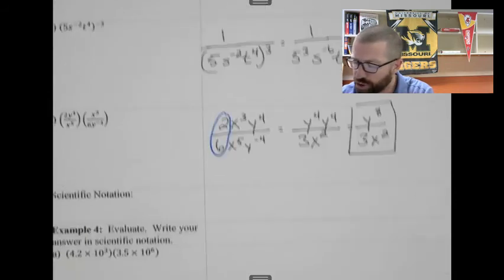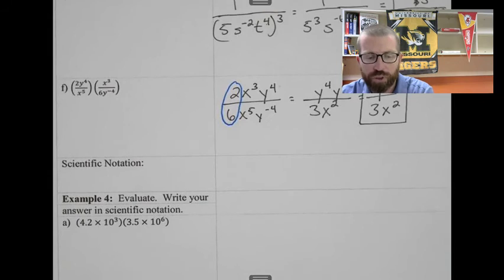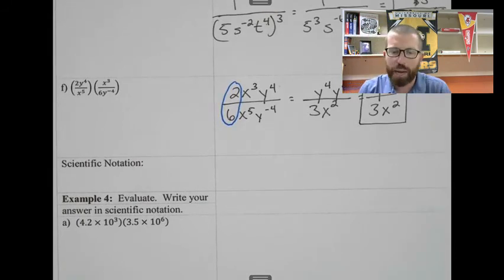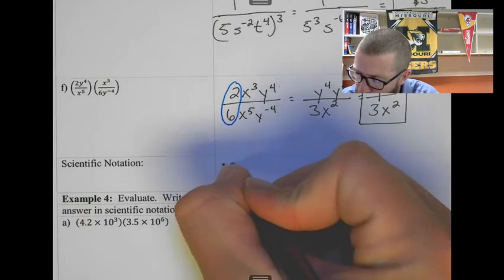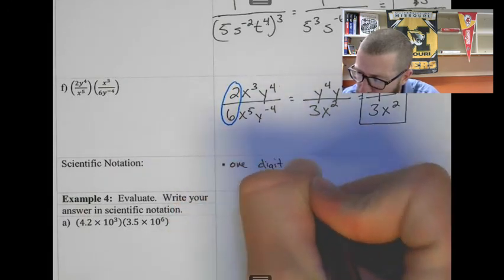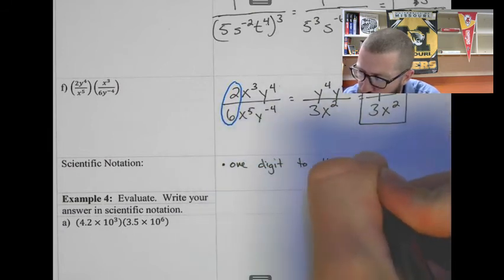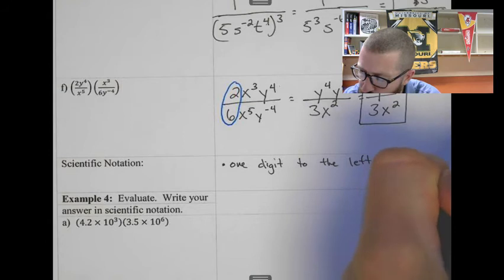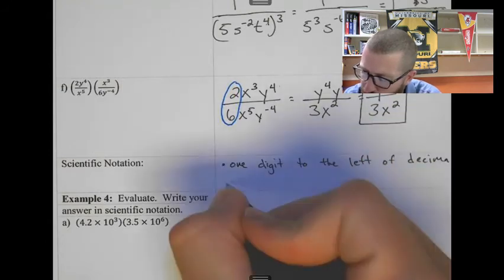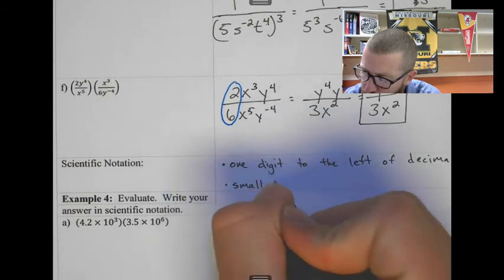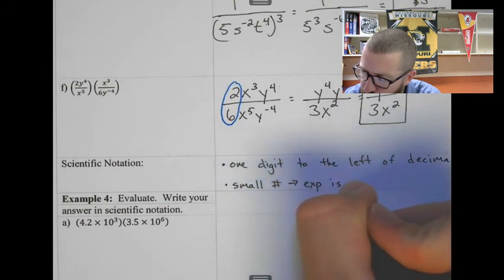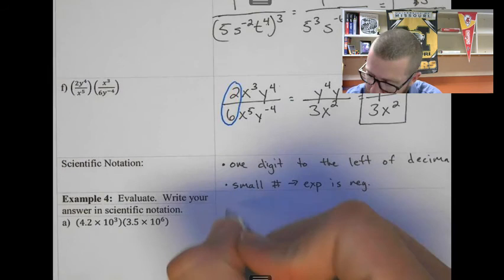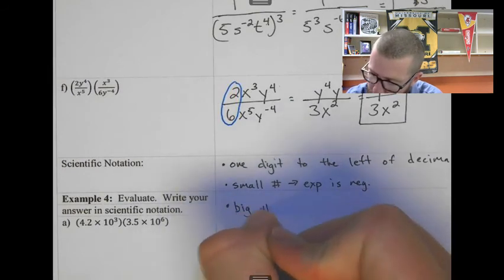Okay, with scientific notation. One thing with scientific notation is try to break the habit, if you have this habit, of thinking like move the decimal left or right. So instead, kind of the rules, there's 1 digit to the left of the decimal. And then if it's a really small number, then your exponent is going to be negative. And if it's a really big number, then your exponent's positive.